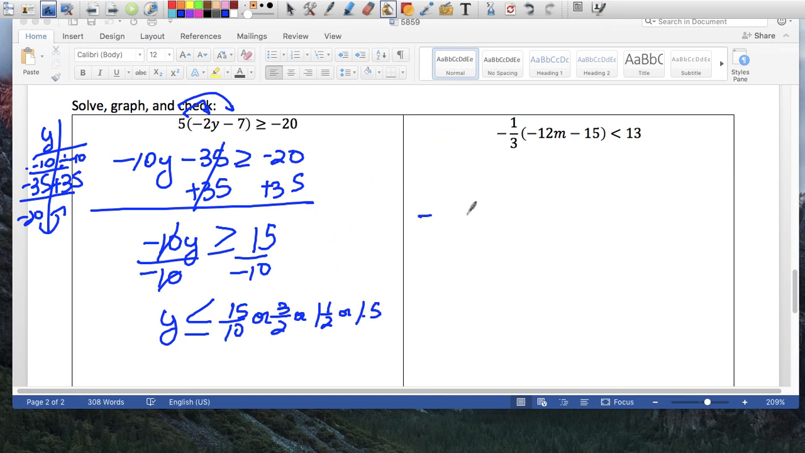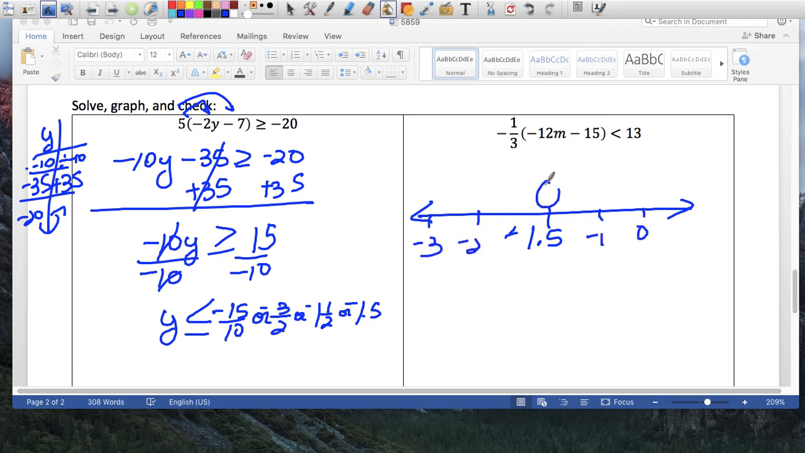So let me draw a number line. So the number is 1.5. Oh, negative, by the way. It has to be all negative. There's my negative, and then negative 1.5. This is negative 1. This is 0. Negative 2. Negative 3. We're going to put a circle, and it has to be shaded.